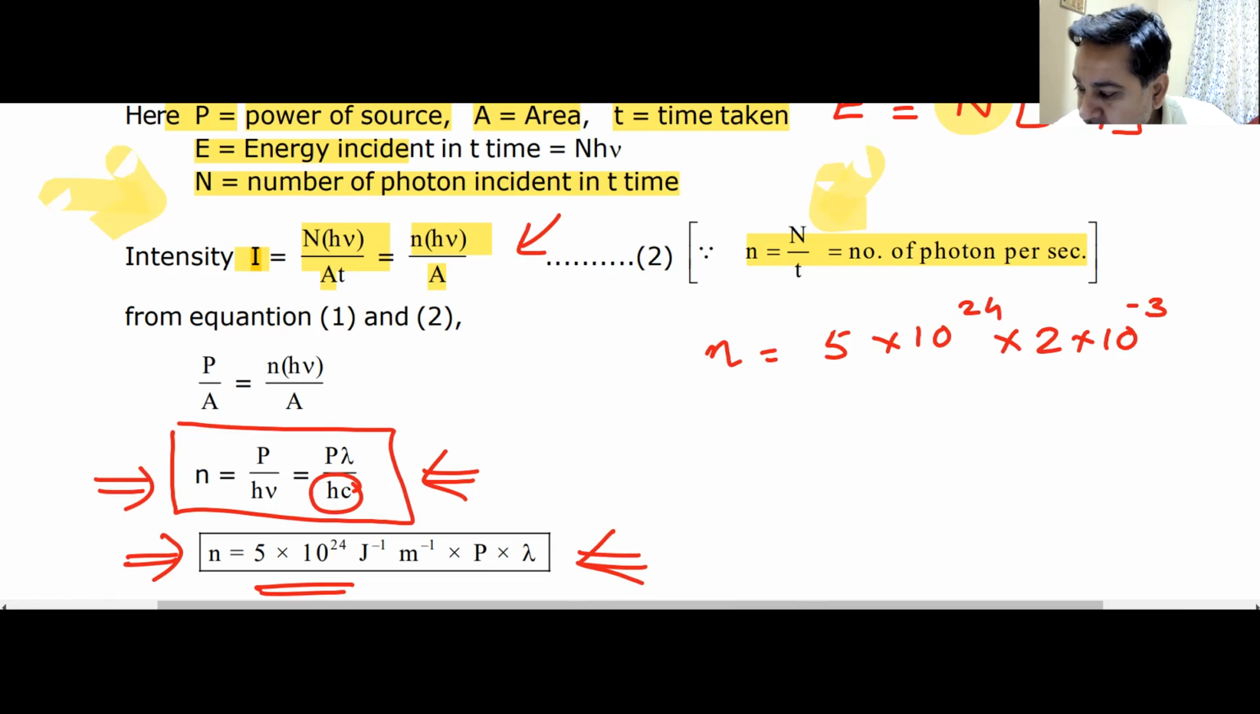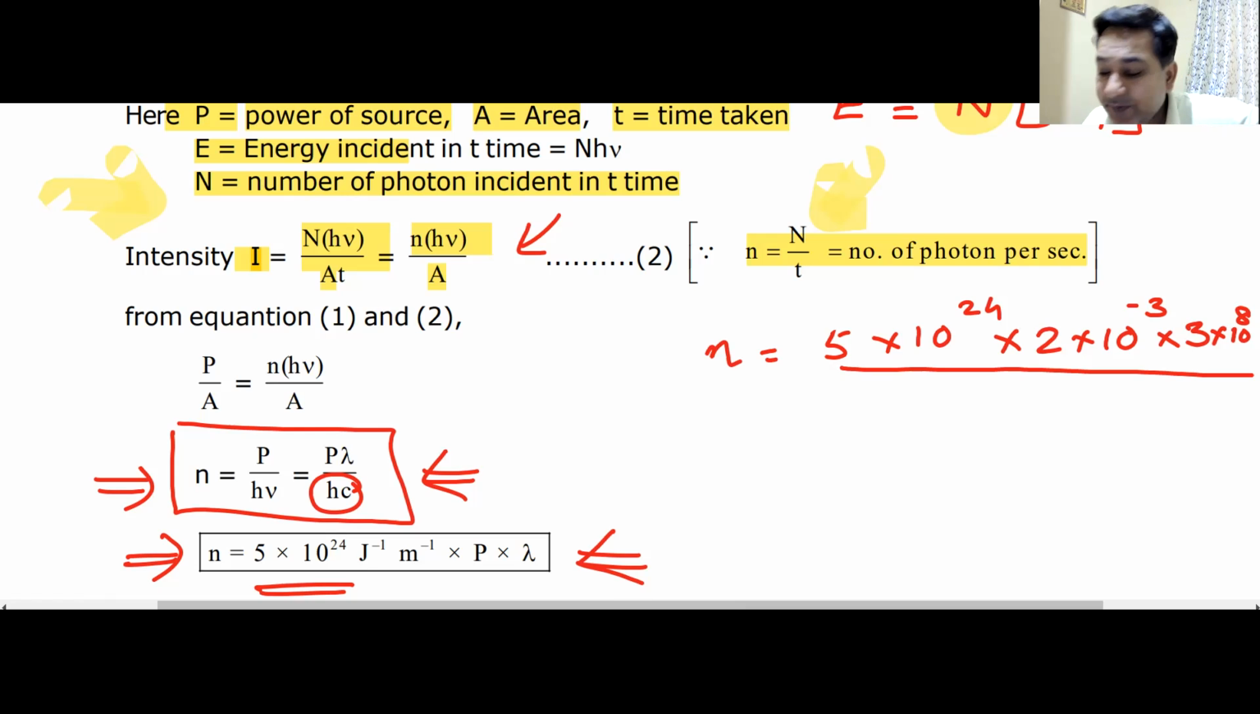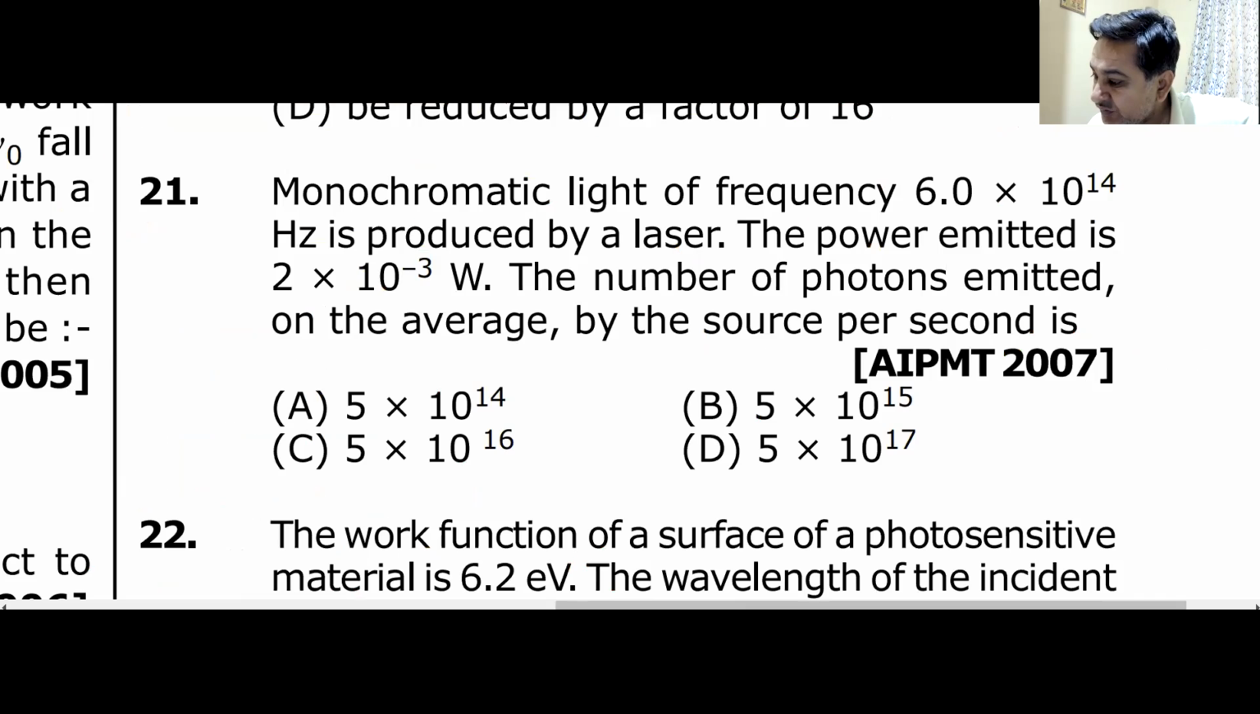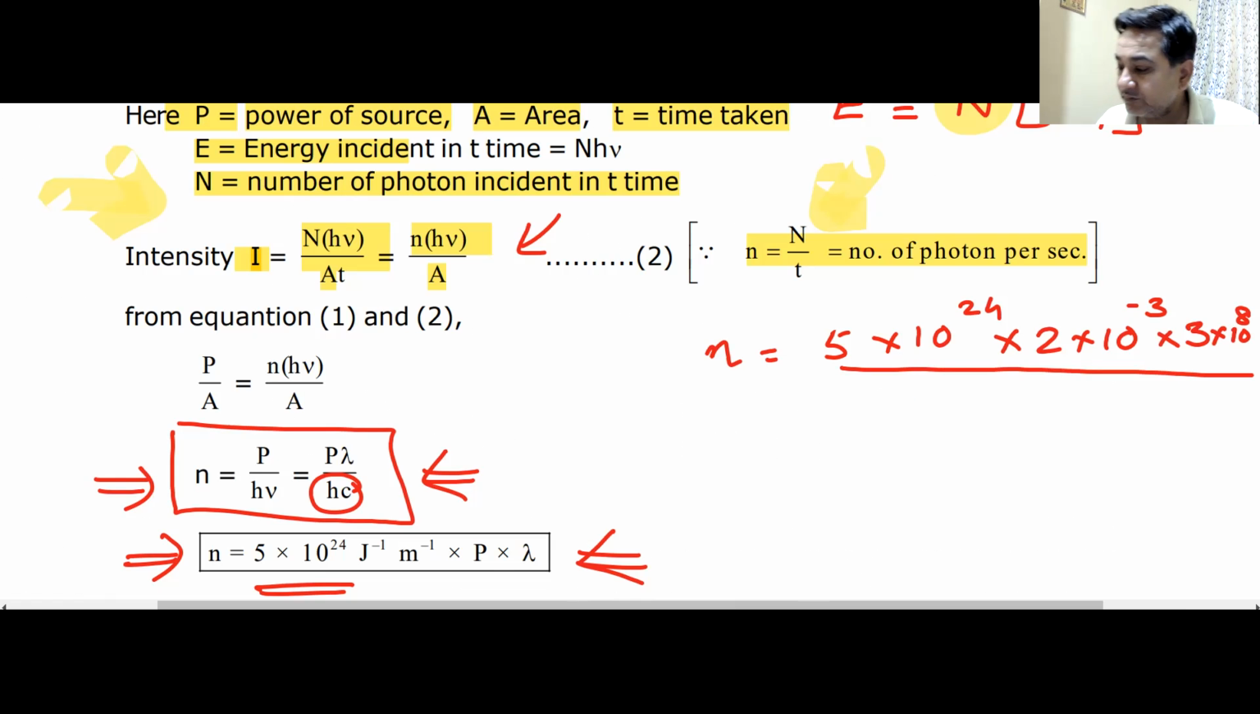Multiplied by lambda. How much is lambda? C divided by f. C is 3 into 10 raised to the power 8. It is a simple multiplication, divided by the frequency. How much is the frequency? 6 into 10 to the power 14. How long will you take to calculate this? It is a simple calculation.